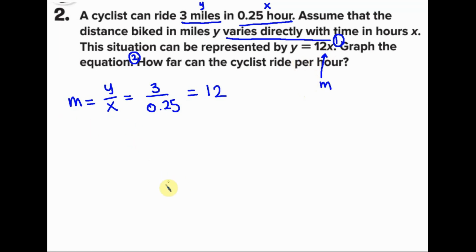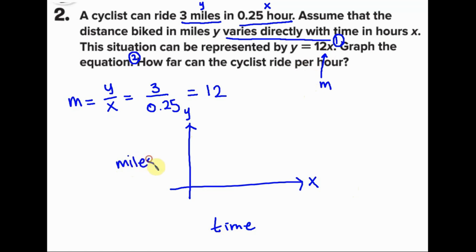If I want to graph this one, I'm going to draw x, the horizontal line, and then the y. If I have these two relationships and x is representing the time and y is representing the miles, in 1 hour he can travel 12 miles. In 2 hours he can travel 24. What if I don't spend any time to ride? Then I would go 0 miles, and I realize that I will have a straight line graph.